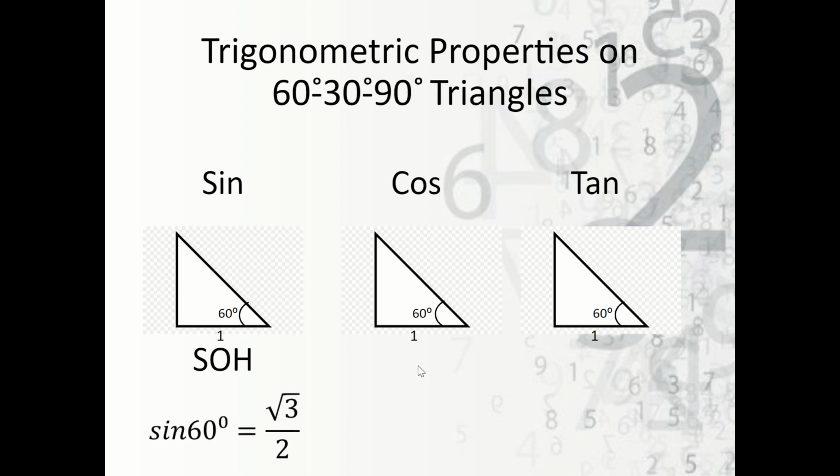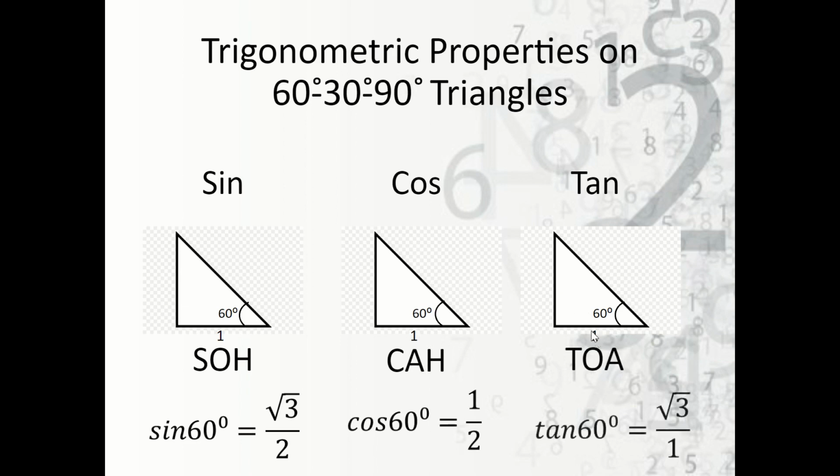Now cosine, remember that cosine is adjacent over hypotenuse. So we're finding this 60 degree angle. This one's our 30. So for the 60 degree angle, the adjacent side is 1 and the hypotenuse should be 2. So it should be 1 over 2. And tangent, remember, is opposite over adjacent. So the opposite is square root of 3 and the adjacent is 1. So it would be square root of 3 over 1.